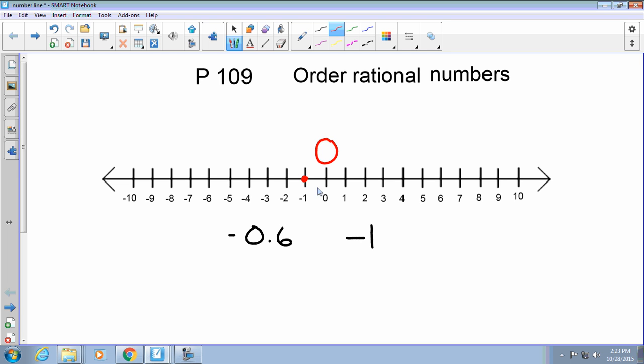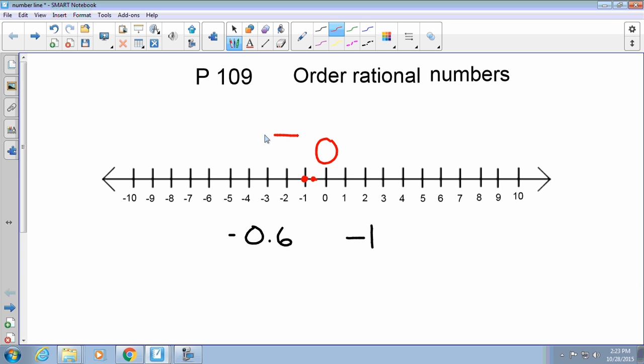Well, if we take the distance between 0 and negative 1 and split it directly in half, that would be negative 0.5. So we know negative 0.6 is going to be somewhere pretty close to that spot. So we have negative 0.6 and we have negative 1. Which one is closest to 0?